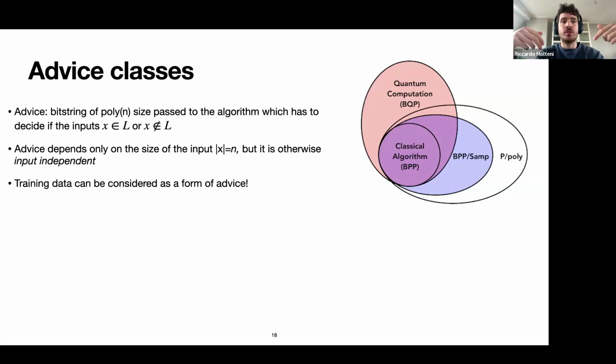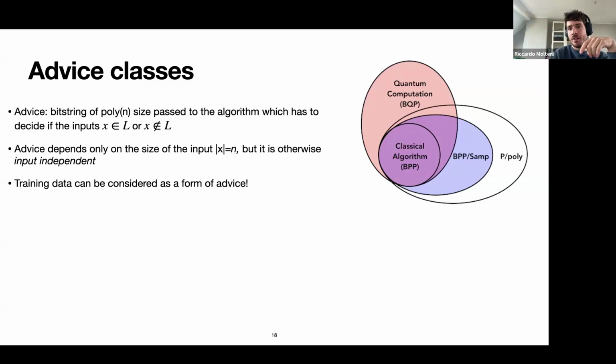Why did I need to introduce advice classes? Well, because if you think about it, training data is a form of advice, right? Training data is just a polynomial number of samples. We usually require that samples are polynomial, which are passed to the learner to aid the learner in classifying all the new X's. So in particular, you can think of a machine learning problem, and this is done by Robert Huang in Power of Data, as an algorithm which works in BPP/SAMP, where SAMP is exactly the samples from X and f(X), right? Of course, he proved that BPP/SAMP contains P/poly.